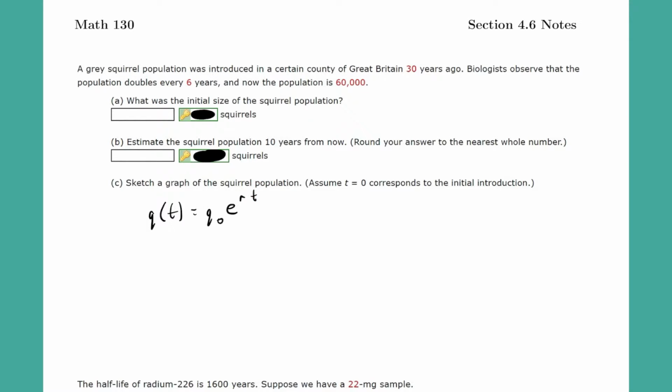So for this example, a gray squirrel population was introduced in a certain county of Great Britain 30 years ago. Biologists observed that the population doubles every 6 years, so that's key. It doubles every 6 years. Now the population is 60,000. What is the initial size of the squirrel population? So we're looking for the initial size. That's what we're looking for.